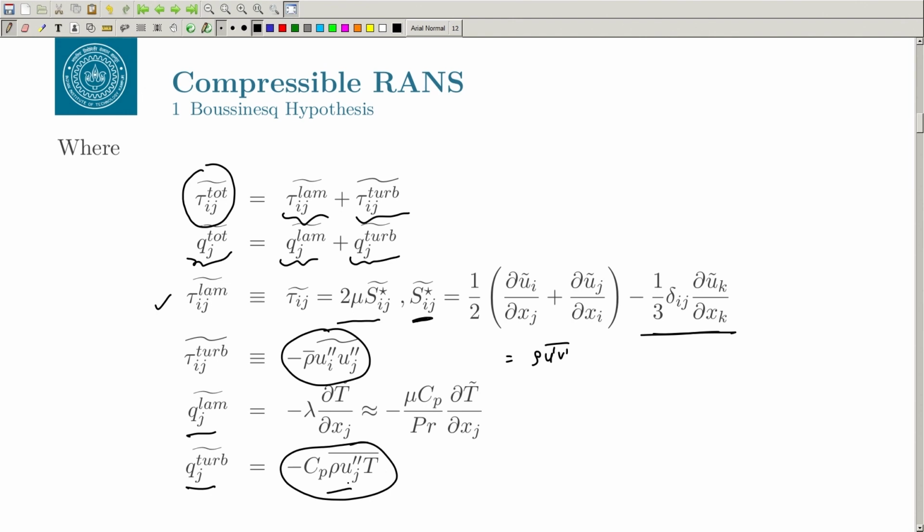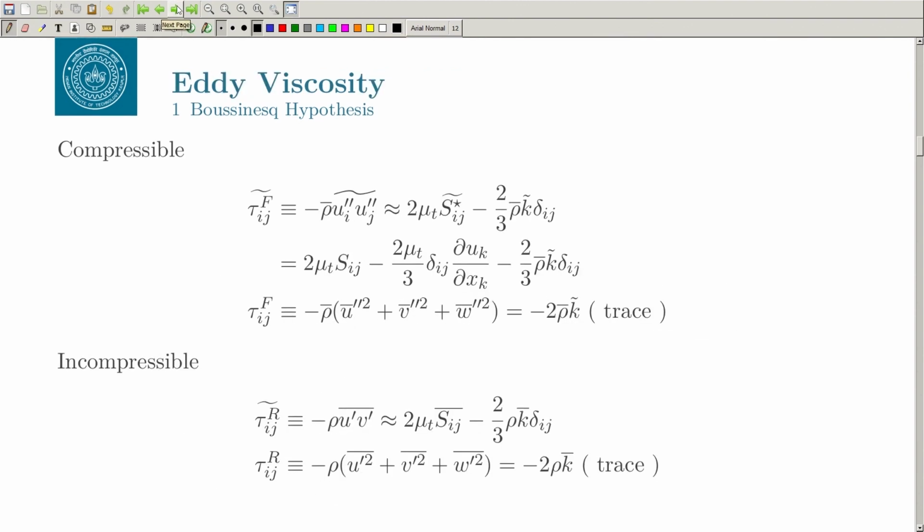We already discussed in the last class that just the way the stress in a laminar flow is governed by the mean flow gradient, in the same way we can think that the turbulent stress, or the Reynolds stress, or the Favre stress, is related to the mean flow gradient. That is a very bold approximation, but it works for most flows.